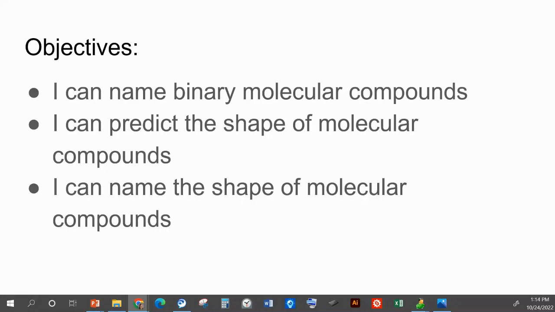Sheet with prefixes. We're talking about covalent compounds. These are going to help us name our covalent compounds. In covalent compounds, molecular compounds, we use prefixes.